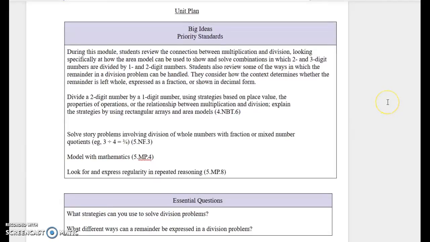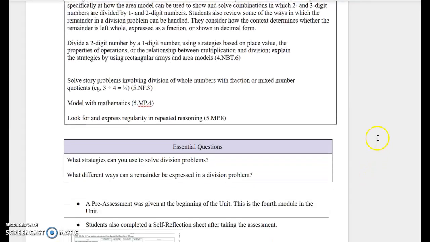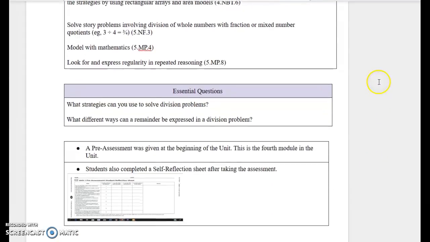The big ideas and priority standards are: divide a 2-digit number by a 1-digit number using strategies based on place value, the properties of operations, or relationships between multiplication and division, and explain the strategies by using rectangular arrays and area models. Students are also expected to solve story problems involving division of whole numbers with fractions or mixed number quotients. They're going to model with mathematics and look for and express regularity in repeated reasoning.